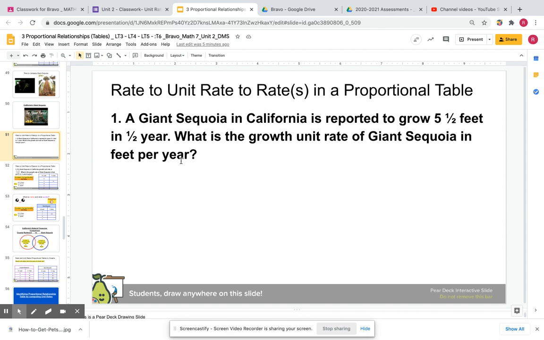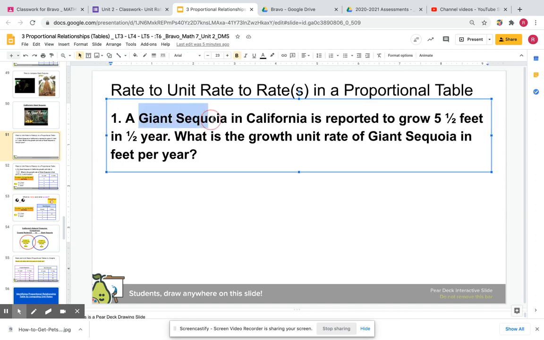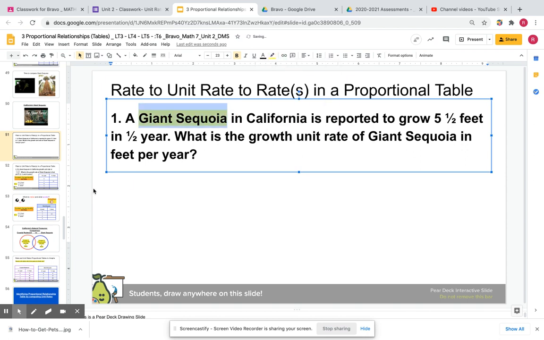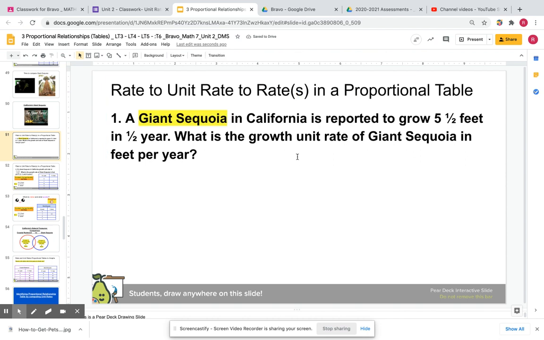So my question was, what is this problem about? Go ahead and respond. Okay, I hope you were able to respond that this problem is basically about a giant sequoia, which is basically a tree in California. And okay, that's great. Now I'm gonna ask you, what do we know about the giant sequoia? What information is given? Go ahead and write it on your piece of paper and then verbalize when you're ready.